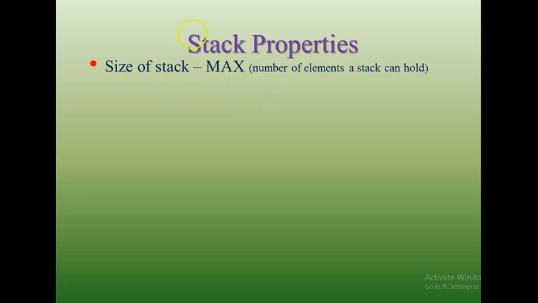So that is MAX. If MAX is 5, we can say that the index of the final element will be MAX minus 1, that is 4, because the indexes will be running from 0, then to 1, 2, 3 and 4. It will make 5 elements.